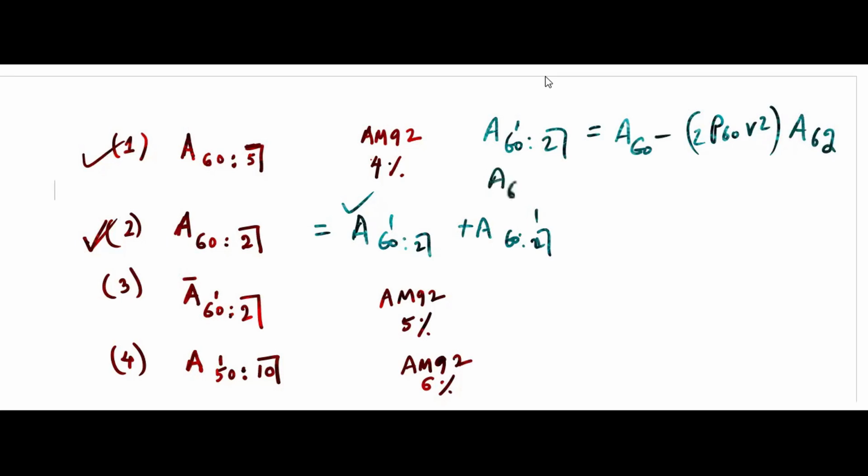How about this? 2P60 into v^2. Okay, you need to add these two, right? Yes, sir. Okay, that's fine.